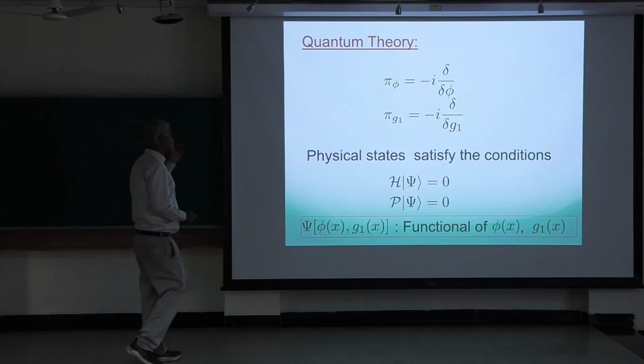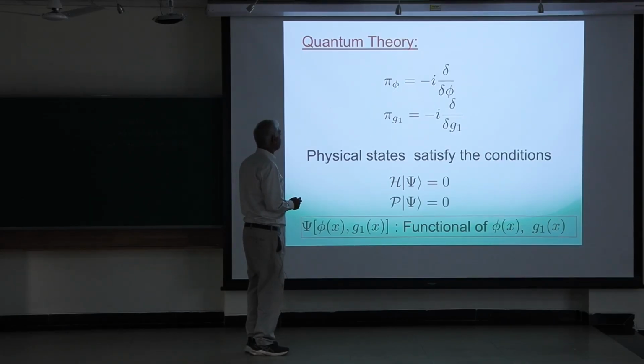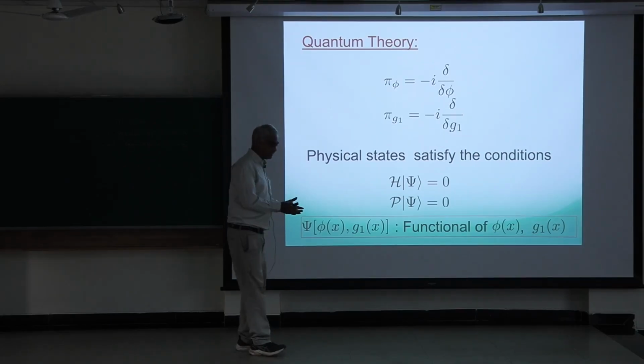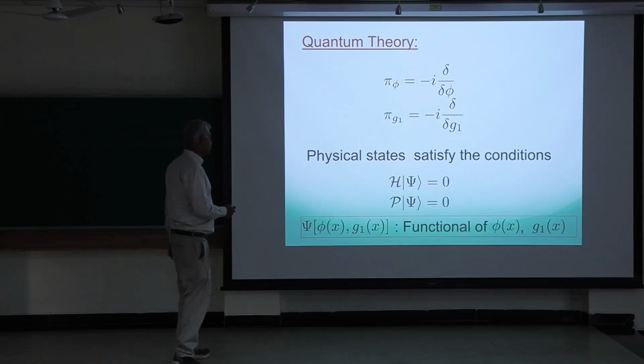Okay, now we go to the quantum theory. Let me say I work in the position basis, so to say, where the wave function is a functional actually of phi and g1, which in general vary along the spatial slices.